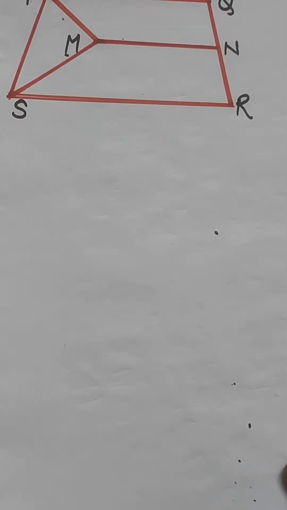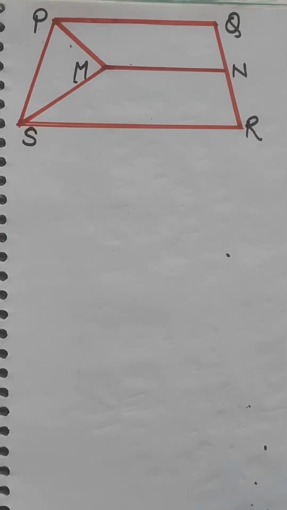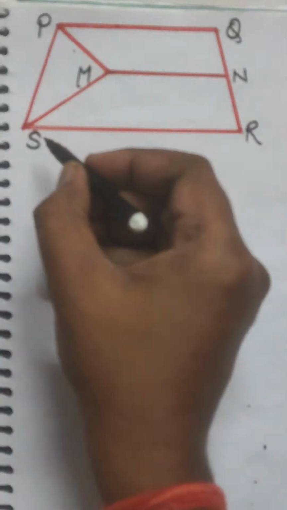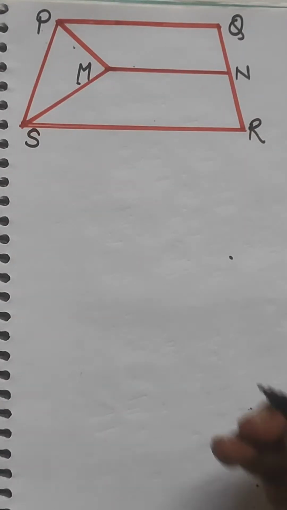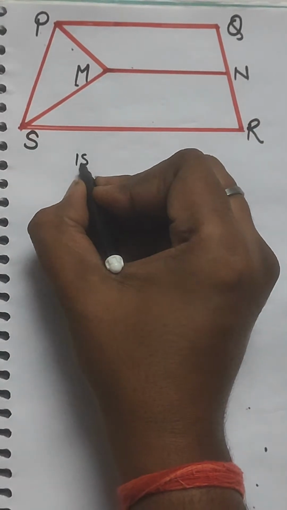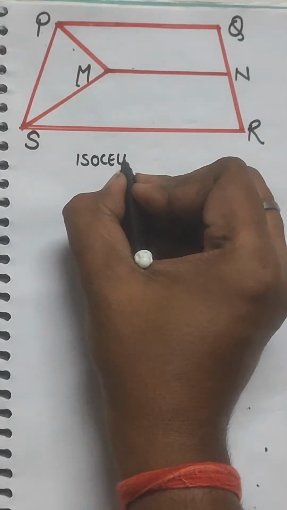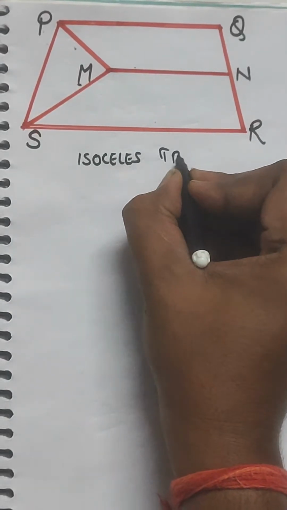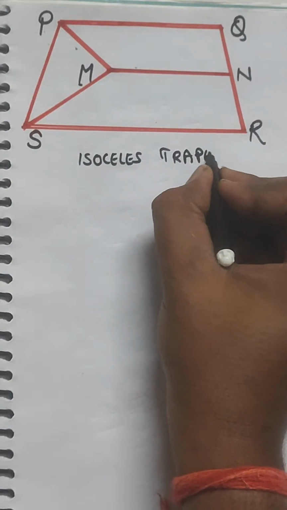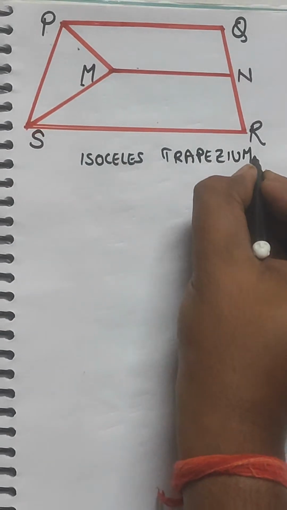Question where it's given that in the given figure PQRS is an isosceles trapezium, right? This is an isosceles trapezium PQRS, right?